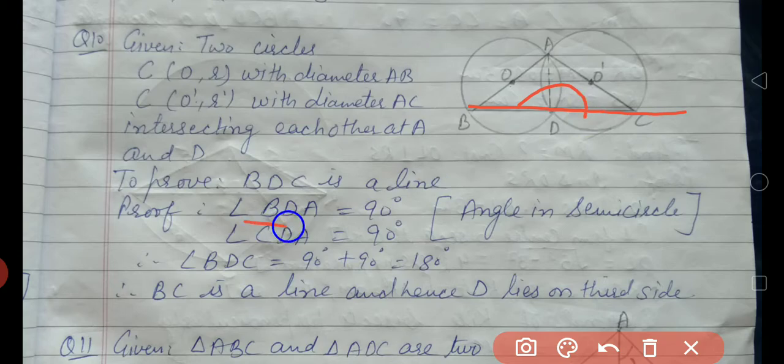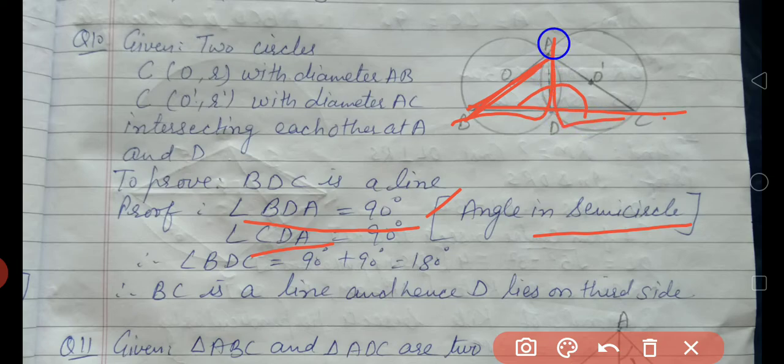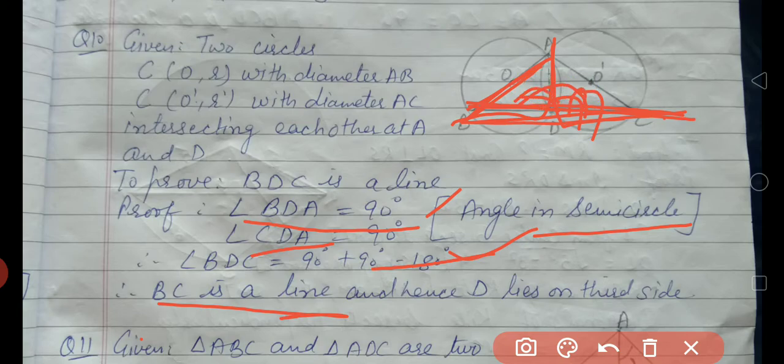You know that BDA is 90 degrees, because the angle in a semicircle made by the chords is 90 degrees. So angles in the semicircle made by the chords are always 90 degrees. And CDA, again, this angle is also 90 degrees, and if you add both of these you will get 180 degrees. BC is the line segment that has these two angles, and the sum of the angles is 180 degrees, so you can say that BC is a line.